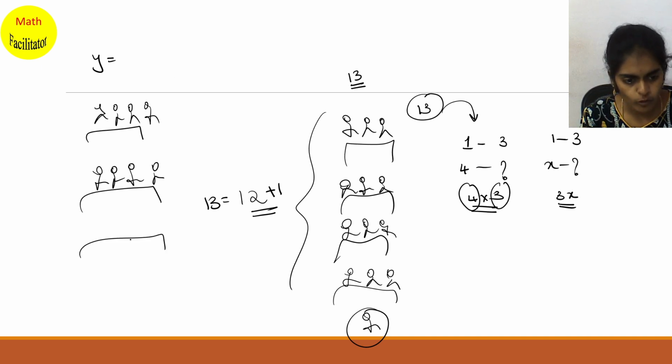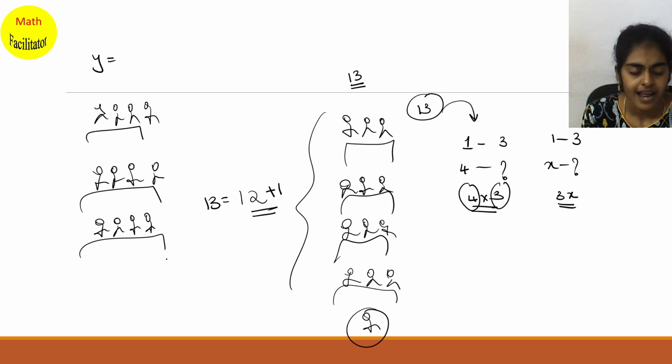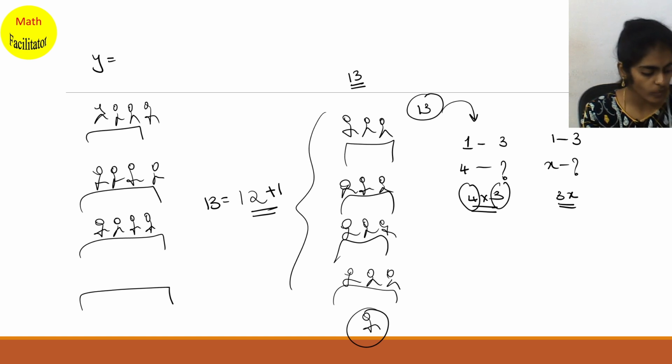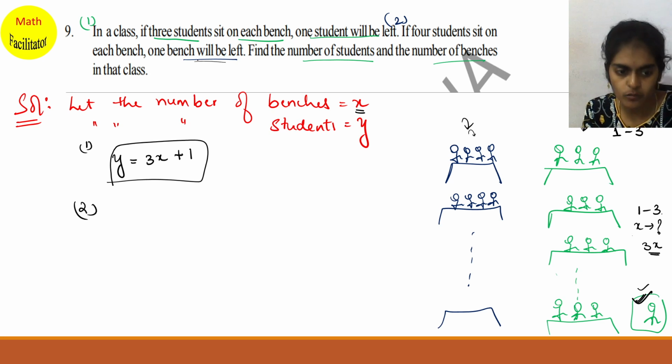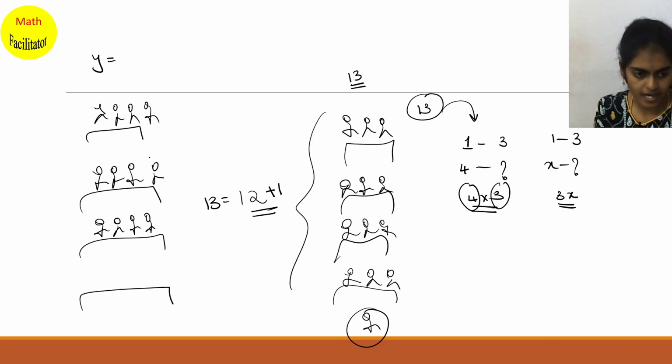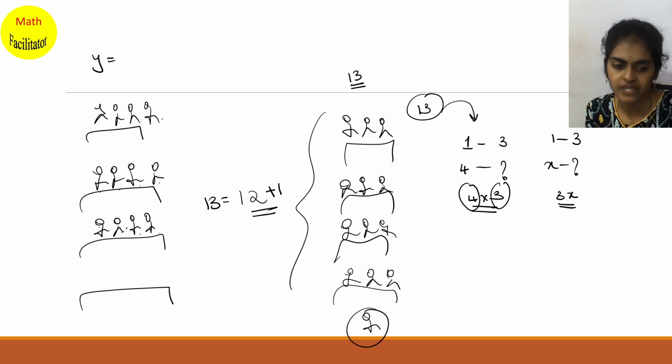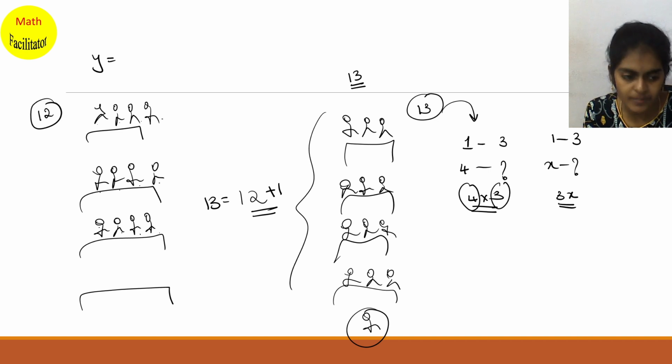Now arranging four students, I have one bench left over. This is the condition given to us. Arranging four students in one bench, we will have one bench left over. So, for example, see here 1, 2, 3, 4, 5, 6, 7, 8, 9, 10, 11, 12. I have 12 students in my class.